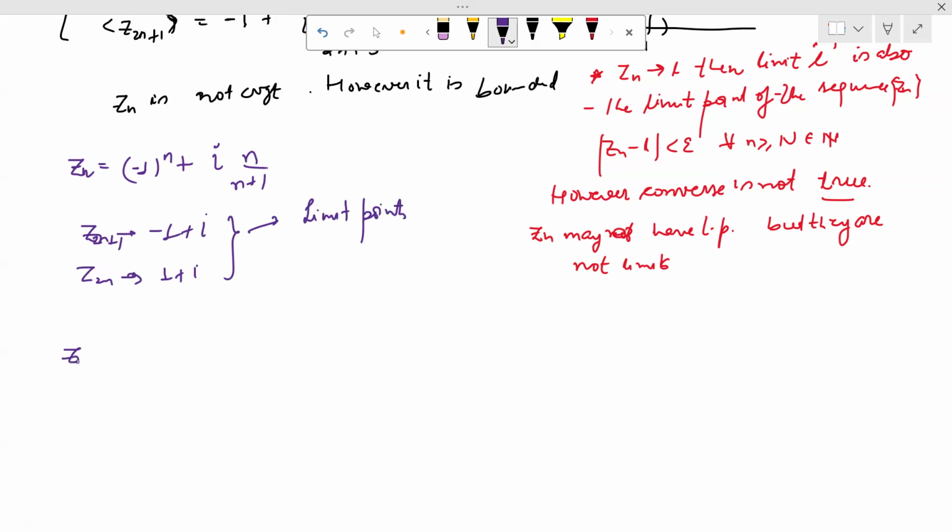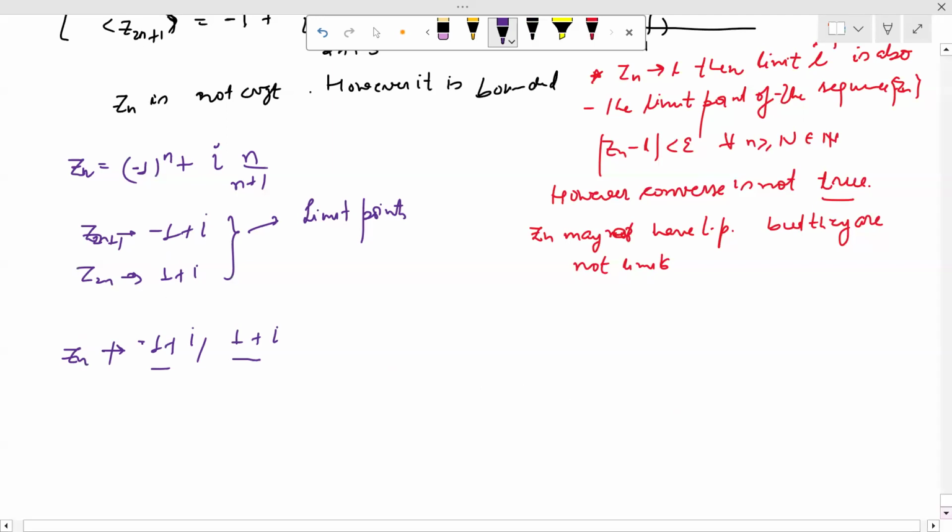But Zn, the sequence, neither converges towards minus 1 plus iota, nor does it converge towards 1 plus iota. So clearly, I can say that the sequence does not have a limit. So both of these points are limit points, but they are not the limit of the sequence. I hope it is clear.